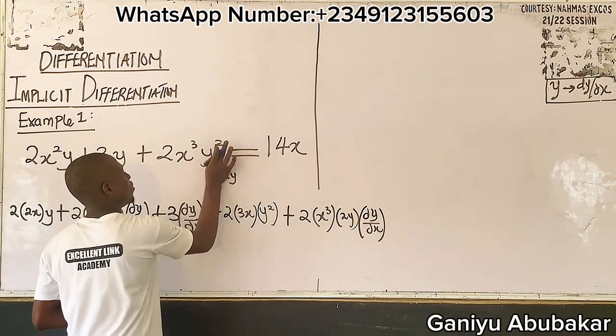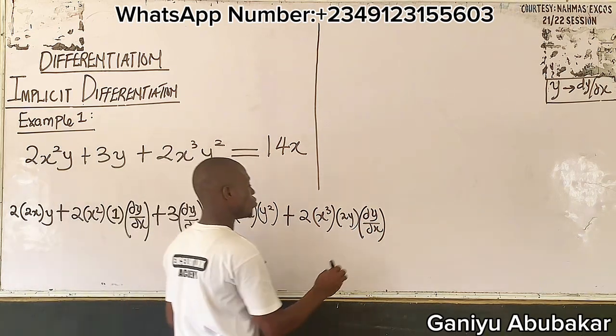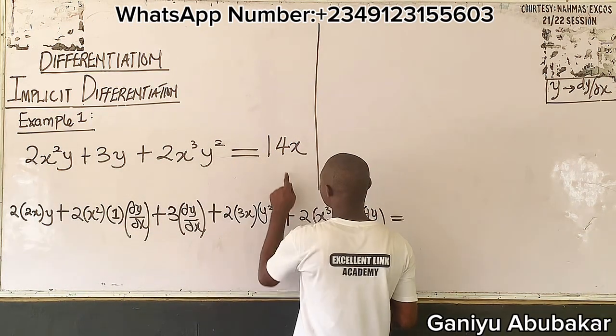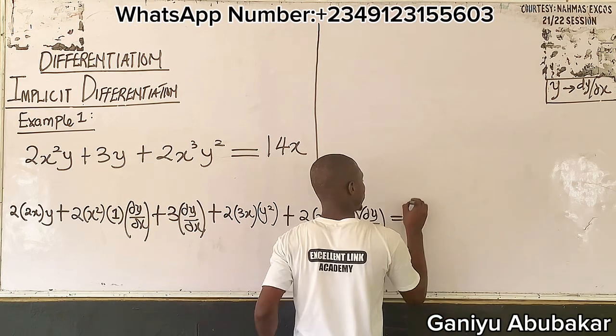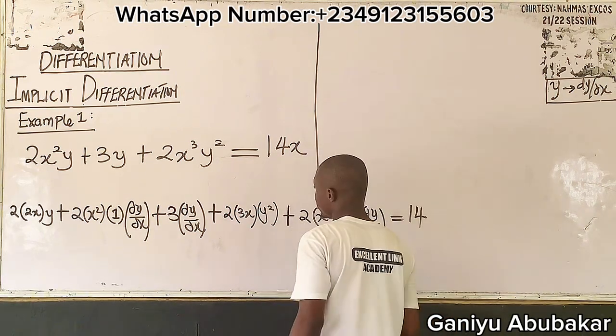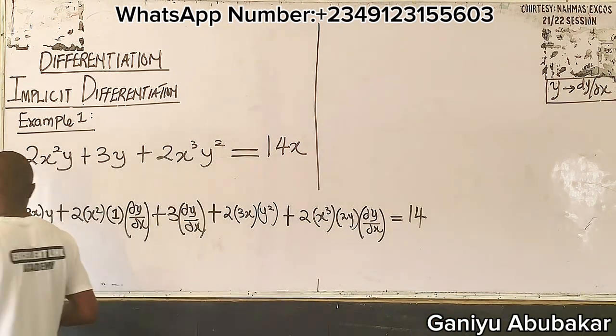Finally, this is now equal to 14. Differentiate 14x, I'll have just 14. So I have this. Work on this.